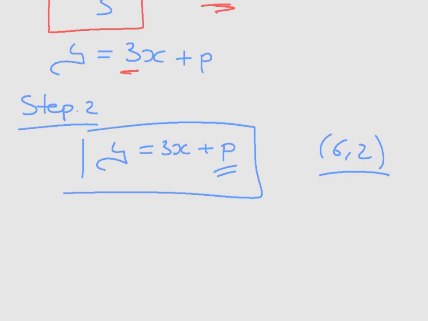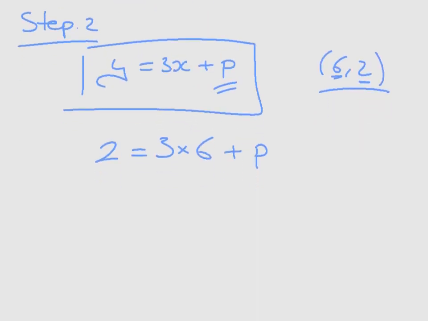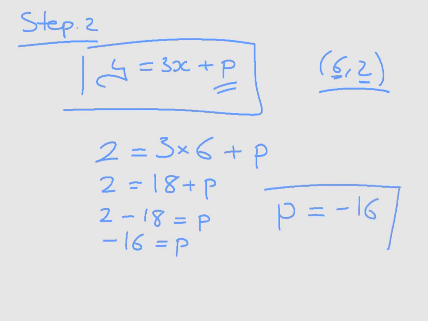So let's see, instead of y I'm going to write 2, so that's 2 equals 3 times, instead of x I'll write 6, so 3 times 6 plus p. That leads us to 2 equals 18 plus p, and subtracting 18 from each side leads us to 2 minus 18 equals p, which leads us to negative 16 equals p. In other words, p is equal to negative 16.